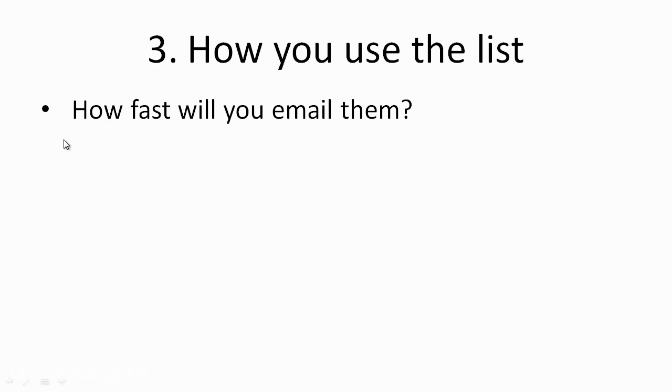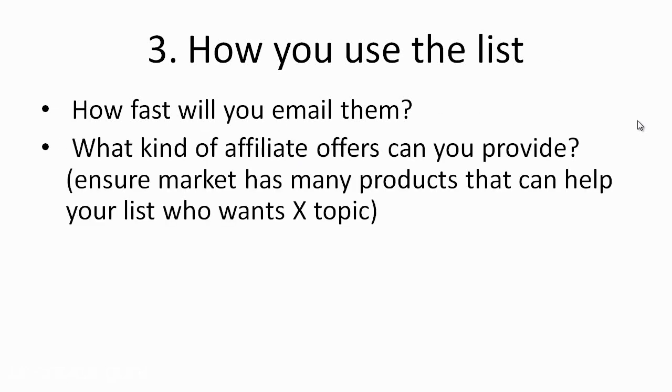and you've got to continually provide a solution to that reason. And of course, you've got number 3, which is how you use your list, which is the conversion side. How fast will you email them once they get on your list? And what kind of affiliate offers can you provide? That's something you need to think about. Is the market that you're in, does it have affiliate offers that you can provide, or products that you can create yourself?